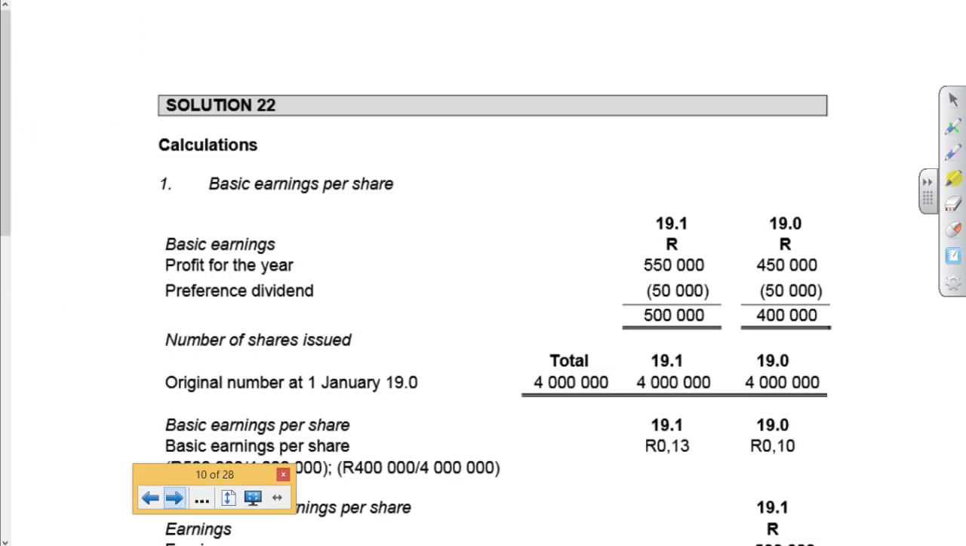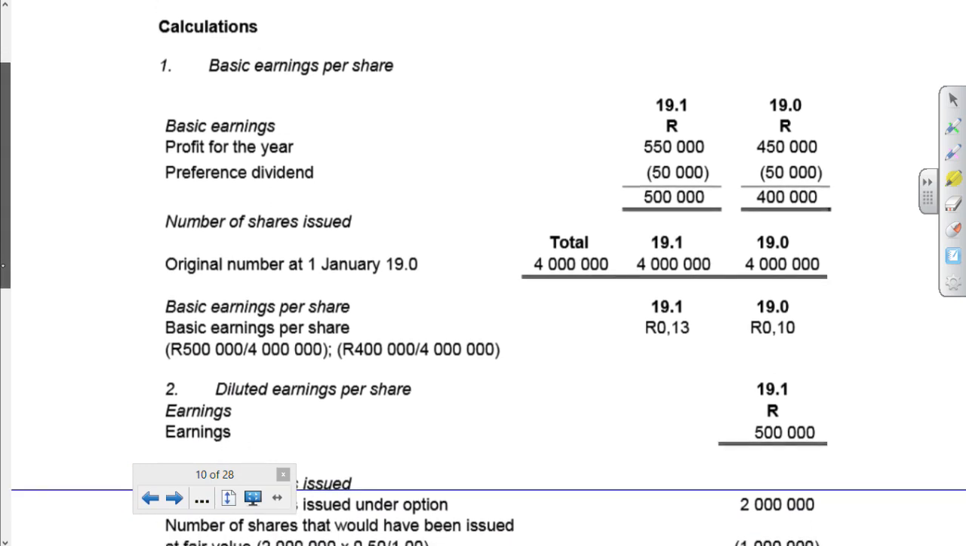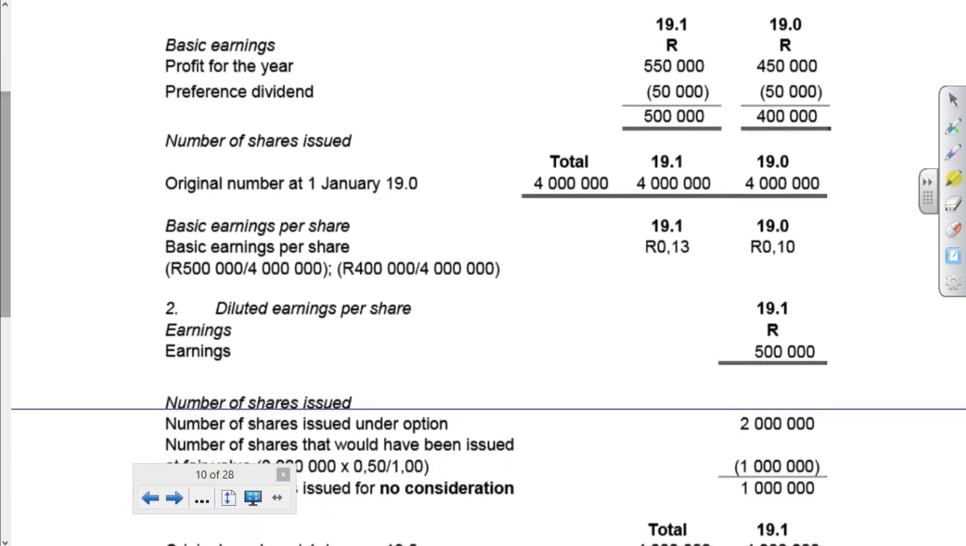No, the next page. You'll see they do the basic earnings calc, which they do. They take the Pref div off. I'm going to ignore that. You'll see that when they do the calc, they don't adjust earnings at all, because there's nothing to adjust earnings by. There's no profit implication of stock options.